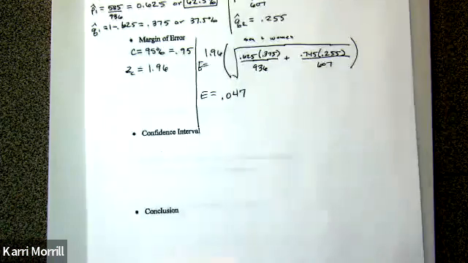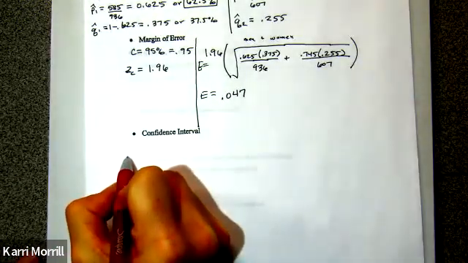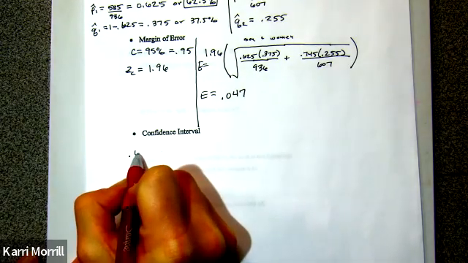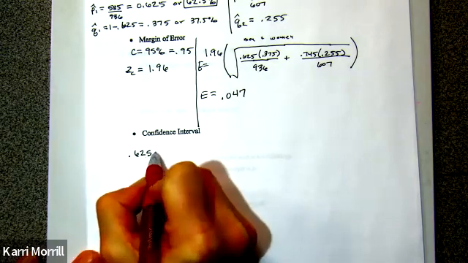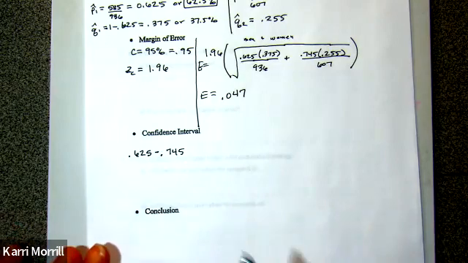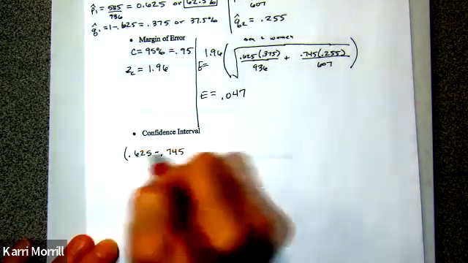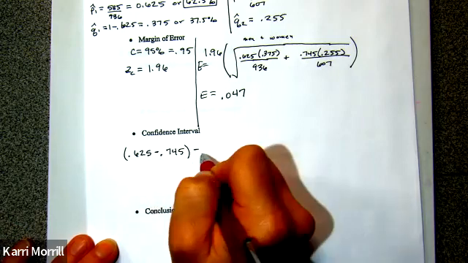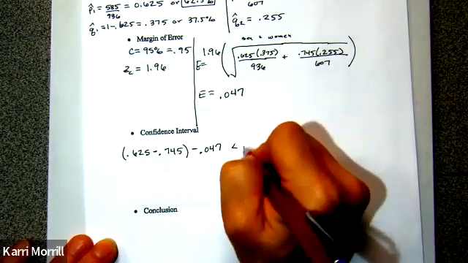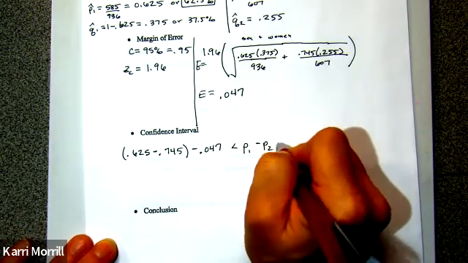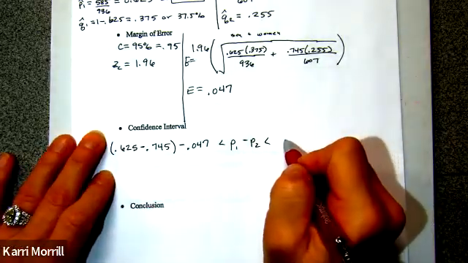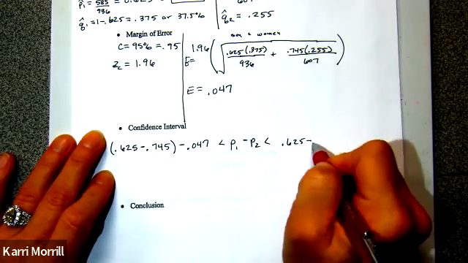So confidence interval, what this means is you're going to be taking the success of our men, 0.625, minus the success of our women, 0.745. Instead of X bars, we use those probabilities, those P hats. You're going to subtract that, and then you'll subtract that margin of error. And that's going to be less than your P1 minus your P2. Just going to write it all out to help you. And then we'll do the math. 0.625 again minus 0.745.